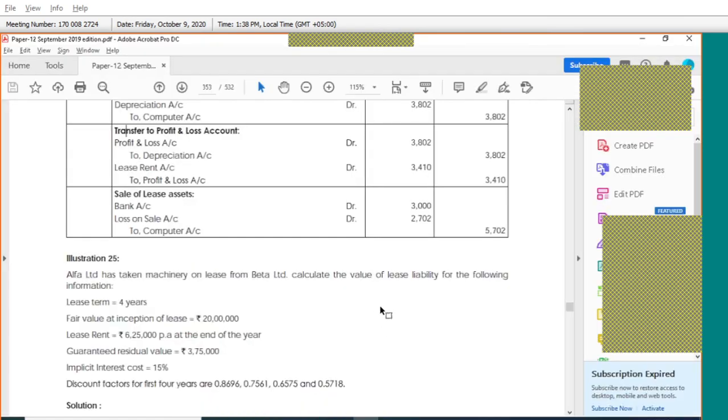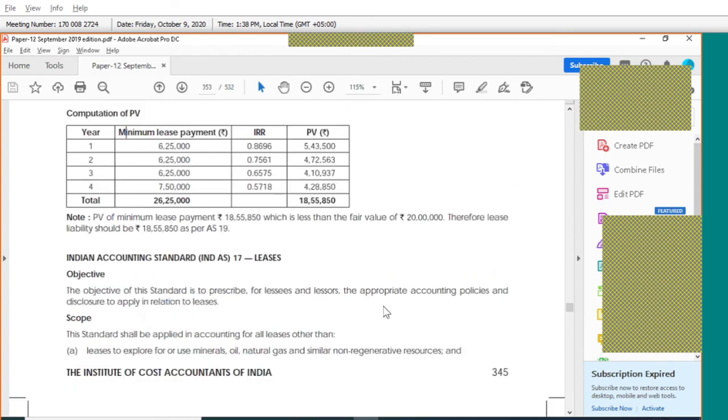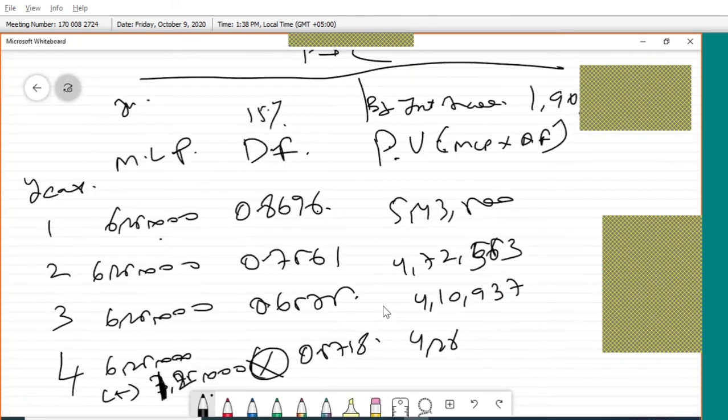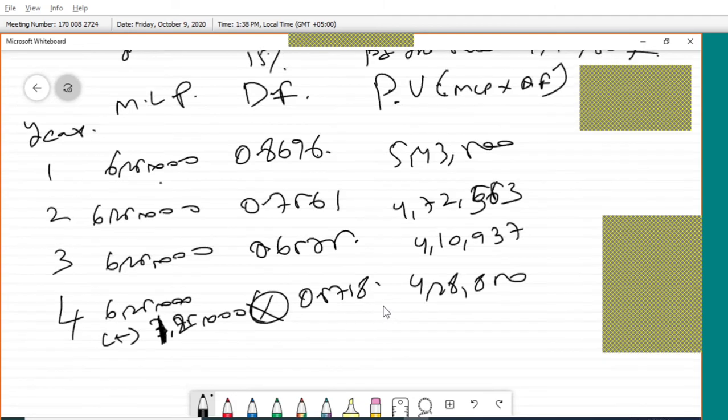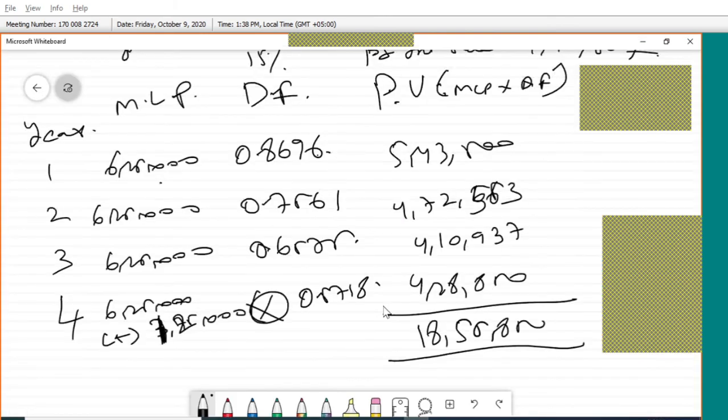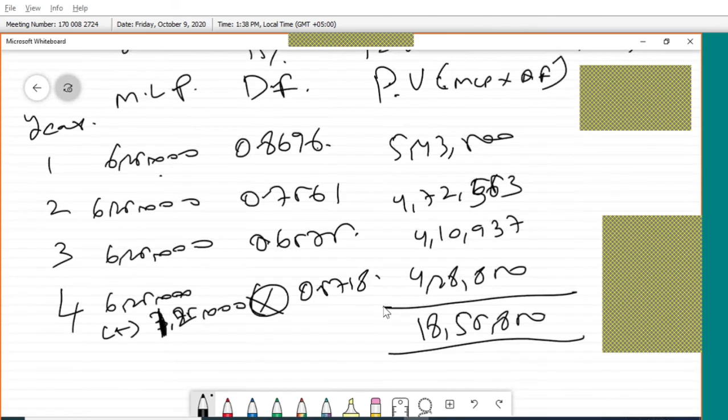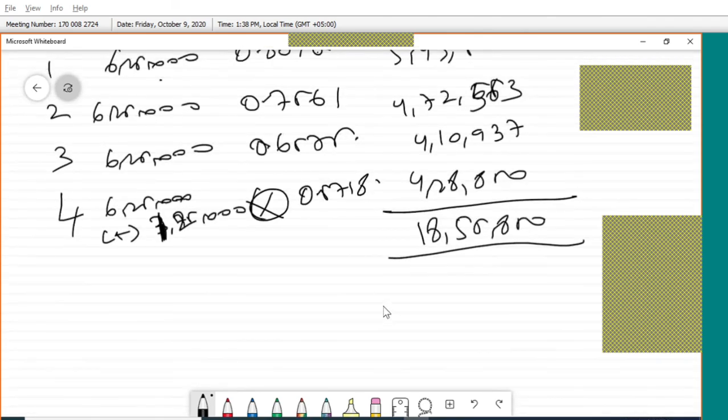7,50,000 into 0.5718 equals 4,28,850. So if I add all these present values, how much am I getting? I am getting 18,55,850.